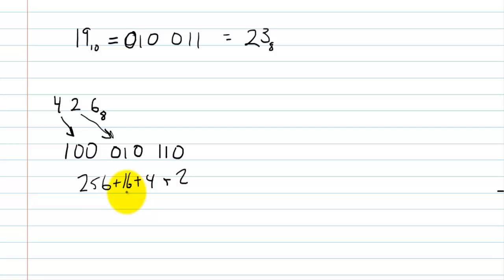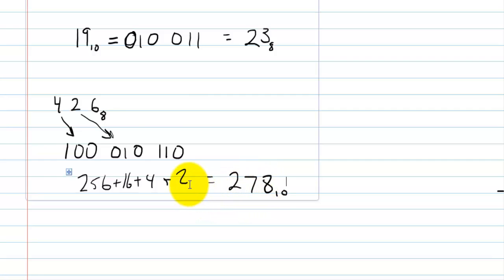So that's going to be 16 plus 4 is 20. Added to here, that's 276. So this is 278 in base 10. So 426 in octal is the same thing as this binary value. All these numbers represent 426 in octal, but this is binary, and if we convert this binary into decimal, which is base 10, we get 278.